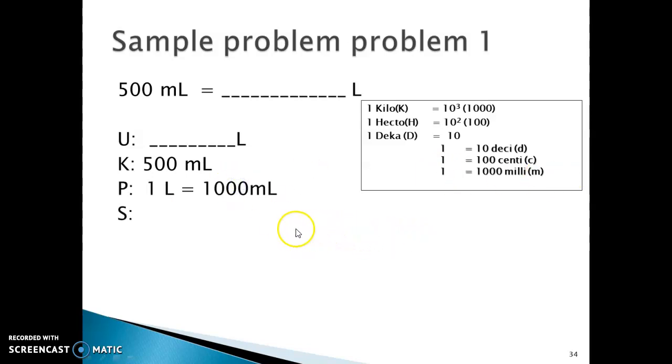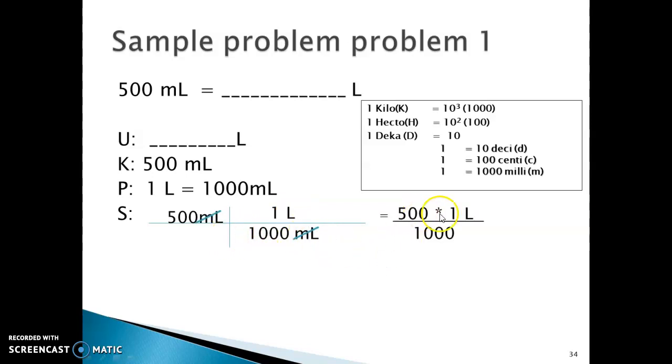And when we solve, as always, do our train tracks, start with the known. Milliliters needs to go on the bottom. So there are 1,000 milliliters in 1 liter. So the 1 liter will go on top, multiply across the top, divide by what's on the bottom. So 500 times 1 divided by 1,000, and that gives you 0.5.